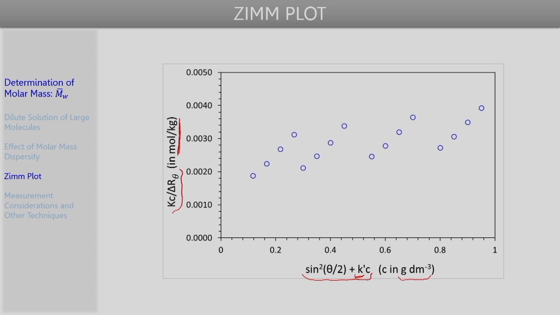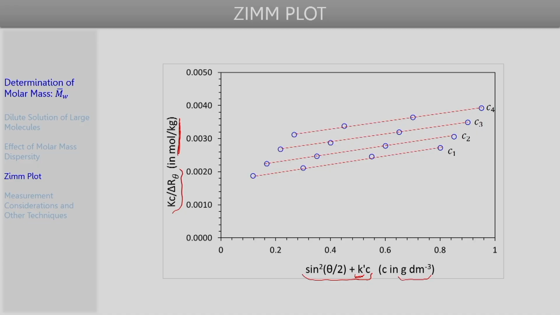So for a typical Zimm plot, we actually get a grid of data points, and what we can do is identify all the data points that have been plotted at some constant concentration, and also the data points that have been plotted at constant scattering angle theta. So if we consider all the points connected by the red lines here, these points correspond to plots which have been drawn at a constant polymer solution concentration.